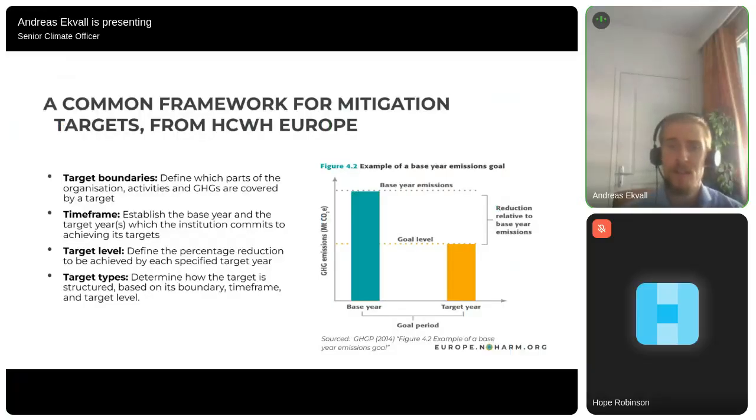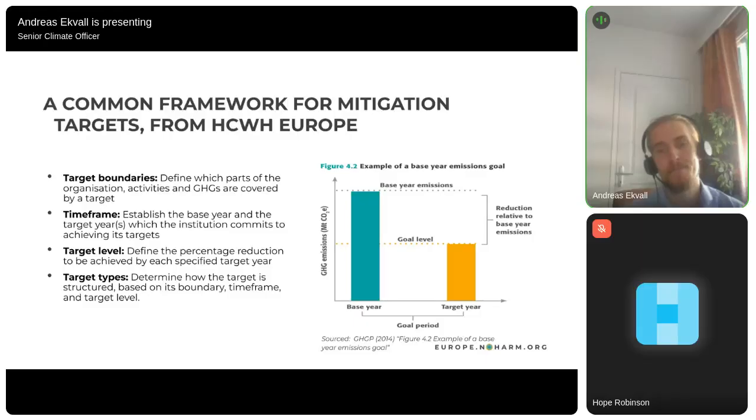So, how do we design targets aligned with the Paris Agreement? Our framework breaks down the process into 4 essential building blocks. First, we have target boundaries. This is where you define what is included in a target. Second is the time frame. This involves identifying the starting point and when the target should be achieved. Third is the target level. Here you specify the emission reduction that is to be achieved. And finally, we determine the target types.